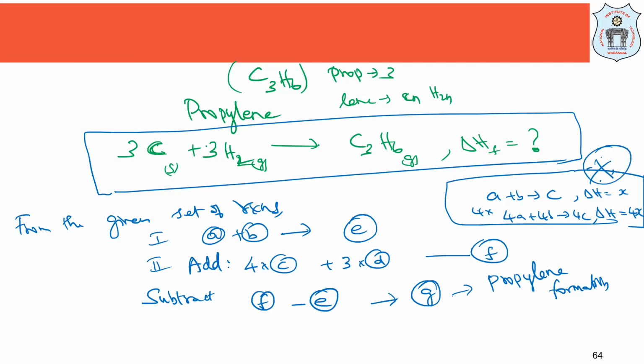When you are multiplying by 4, you are saying multiply this reaction, A plus B giving C with the delta H equal to X, by 4. When I multiply throughout, I will be multiplying this delta H also by 4 times. So the delta H for 4 moles of this, like that we will be getting. So that is important. Once you take care of that, we will be able to get the answer.